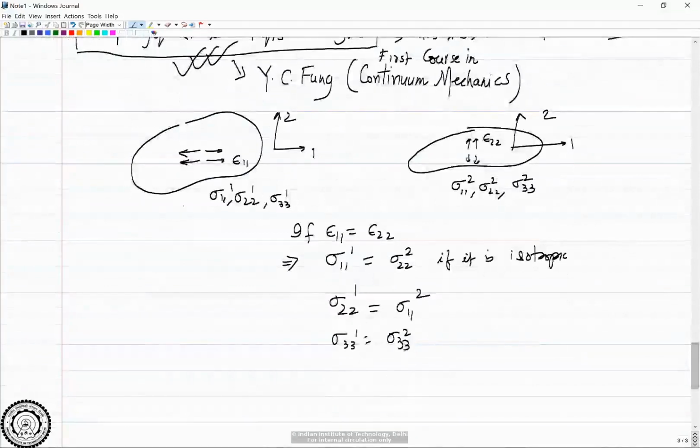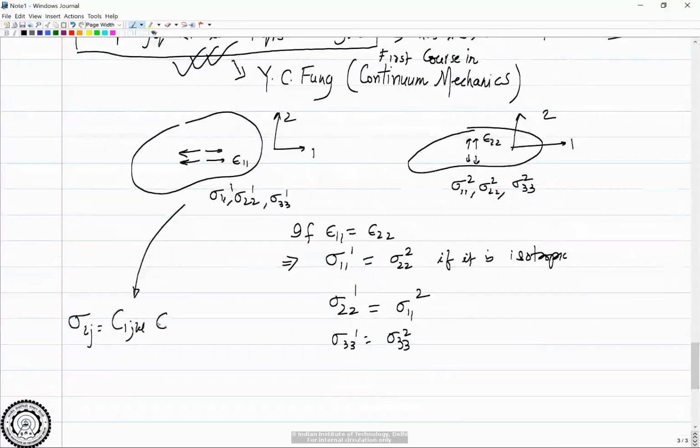But then from here, you will say that sigma ij is equal to Cijkl epsilon kl. And suppose here I choose a coordinate system, a red coordinate system, such that this is 2 and this is 1, and let us say these are hat coordinates. So here you will have sigma 1 1 hat, which is same as sigma 2 2 (2) that I wrote here, isn't it?